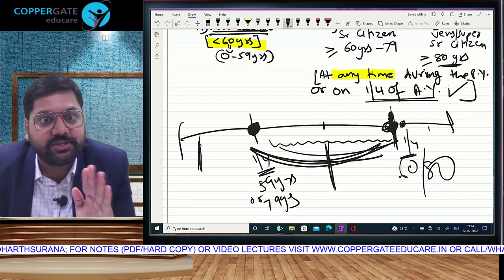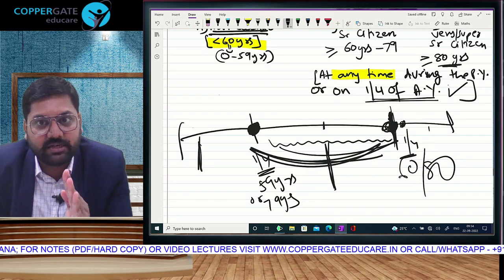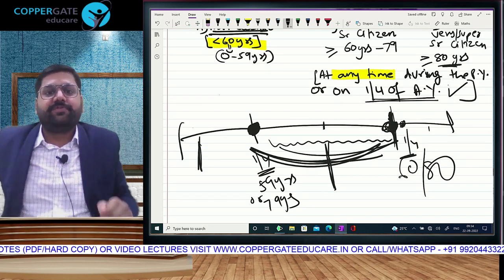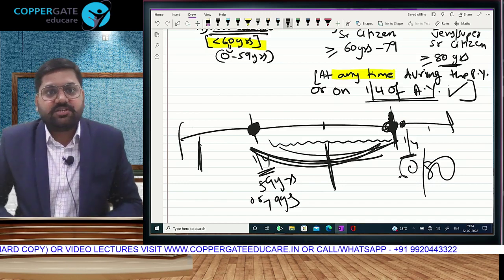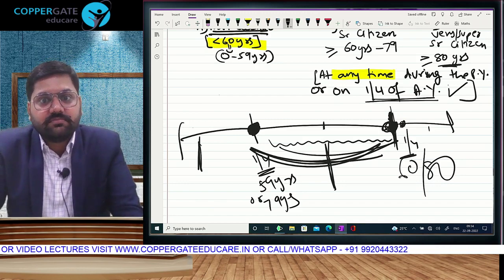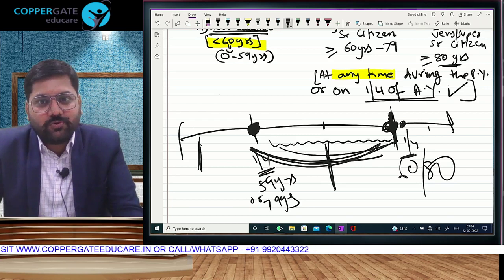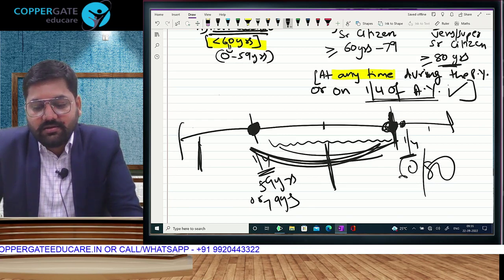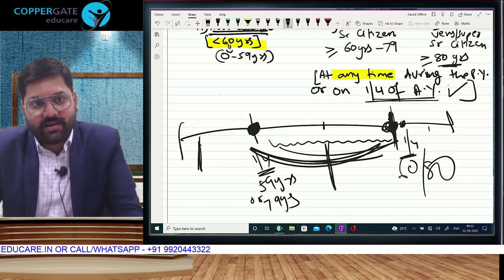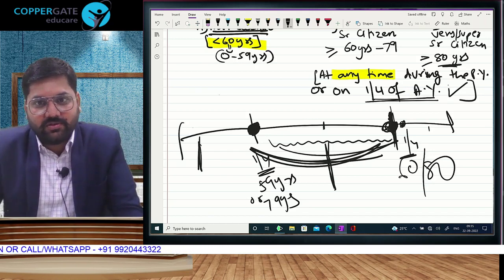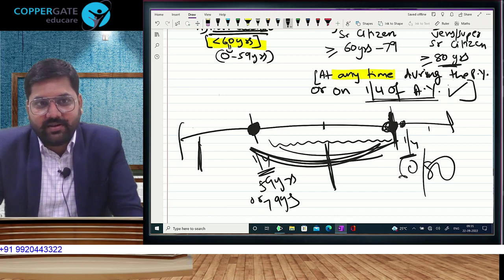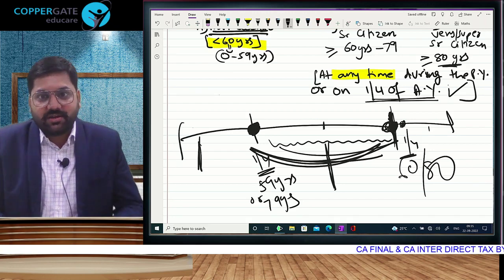Meaning, full year, what was your age? 59. Till the last day, 31st March, what was your age? 59. On 1st April of the assessment year, your age became 60. You are still a senior citizen. Now those few students who raised their hands when I asked about any time during the previous year, did you know this also? Tell me whether you were aware of this also. 1st April of the assessment year also. Okay, now only one person is remaining. Everyone's hands are down now. So, you were not aware of this 1st April rule. This is the rule. What is the logic?